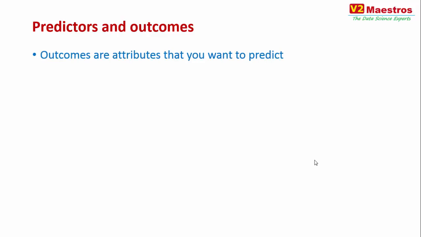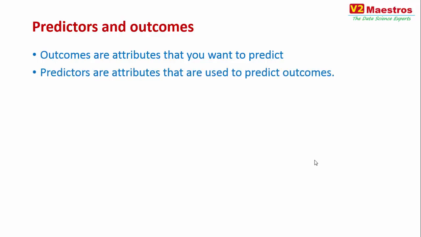So let's talk about what predictors and outcomes are. Whenever we're talking about data in data science, you talk about predictors and outcomes. So what are they? Outcomes are attributes that you want to predict. Whichever attribute you want to predict is called the outcome. Like in the earlier formula, we want to predict blood pressure, so it is called the outcome.